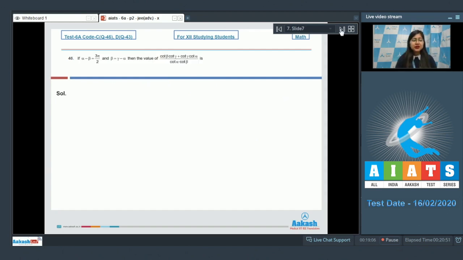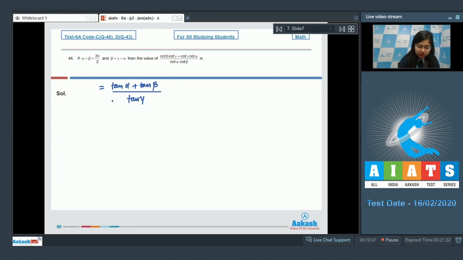Next is question number 46, which says if alpha minus beta is 3 pi by 2 and beta is equal to gamma minus alpha, then the value of (cot beta cot gamma plus cot gamma cot alpha) divided by (cot alpha cot beta) is. So the value which we have to find, let's multiply in the numerator and denominator by tan alpha tan beta tan gamma. So what will we obtain? We will obtain (tan alpha plus tan beta) divided by tan gamma.